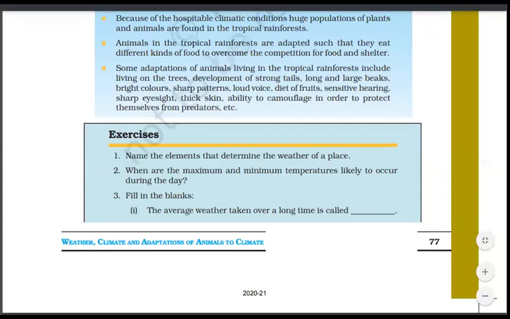First one, yes. Very good, Daksh. Temperature, humidity, rainfall, wind speed. These four you should write: temperature, humidity, rainfall, wind speed.